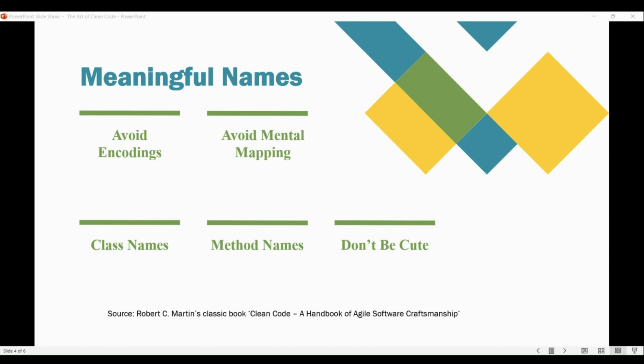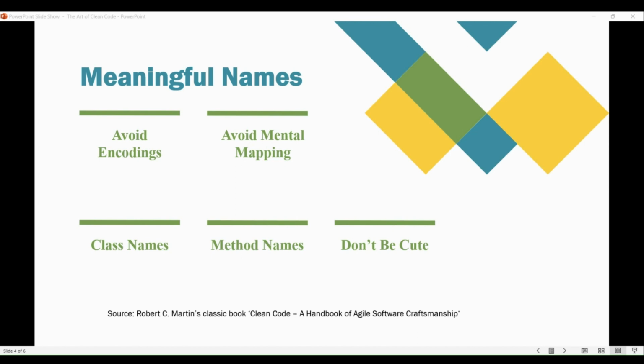There are sometimes special cases for encodings even in Java. Some people prefer to prefix interfaces with a capital I, which is nothing but a distraction and unnecessary noise. Avoid mental mapping as well. Readers shouldn't have to mentally translate your names into other names they already know. So that mental mapping should be avoided.